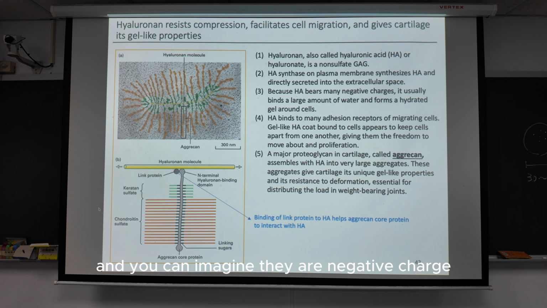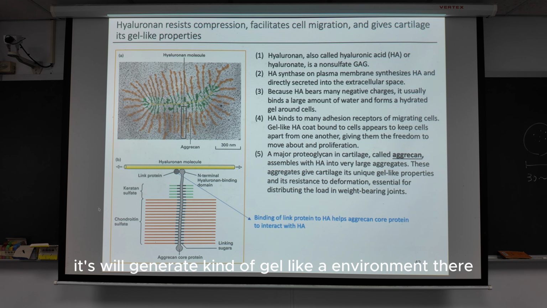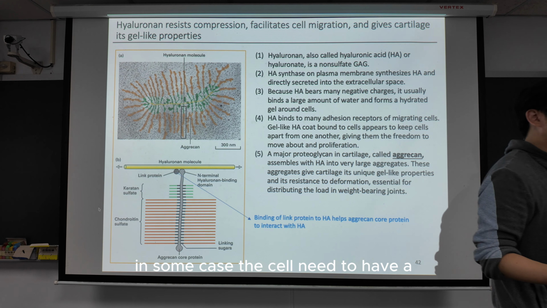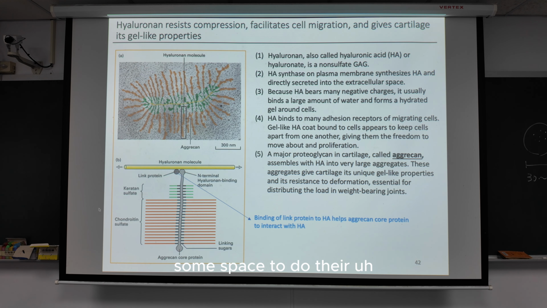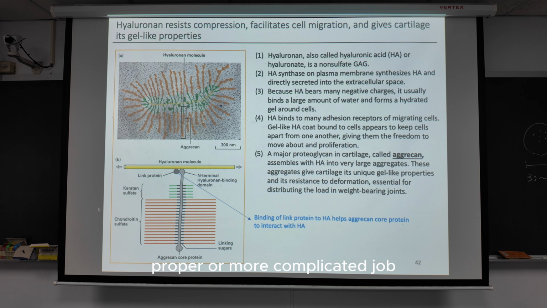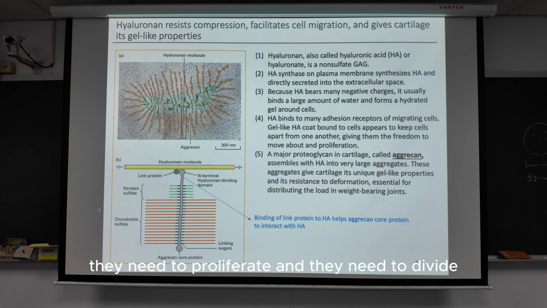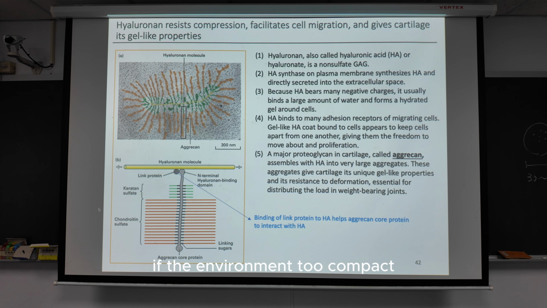And you can imagine they are negatively charged. They will bind with many different waters. It will generate a gel-like environment there. So for the cells around here, in some cases the cell needs to have some space to do its proper or more complicated job. For example, they need to proliferate and they need to divide. They need to migrate to the other side. If the environment is too compact, they cannot do these things.